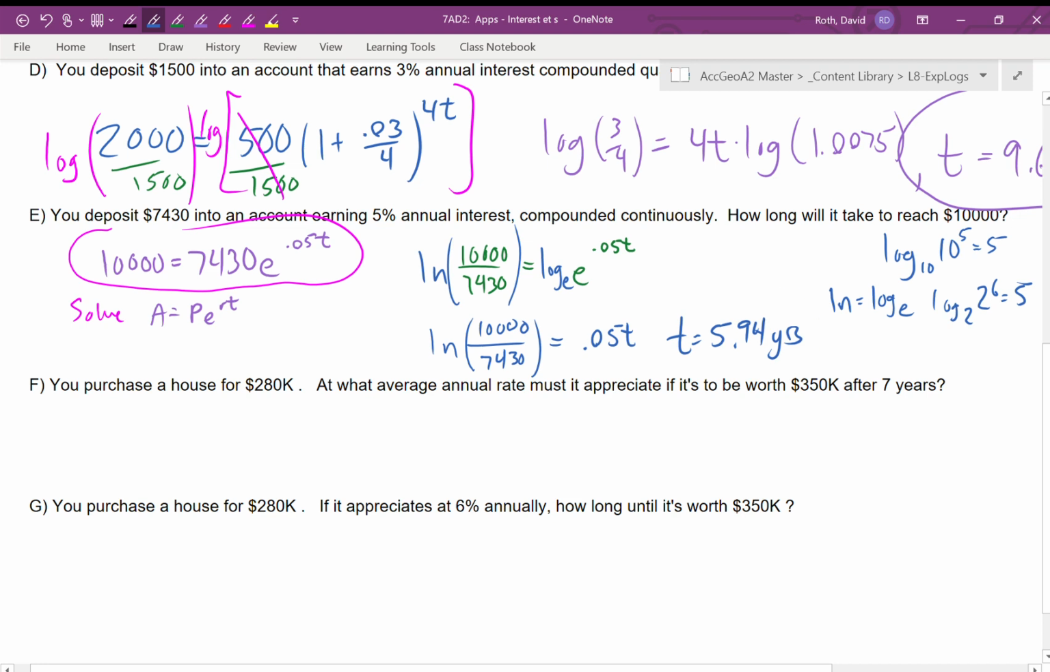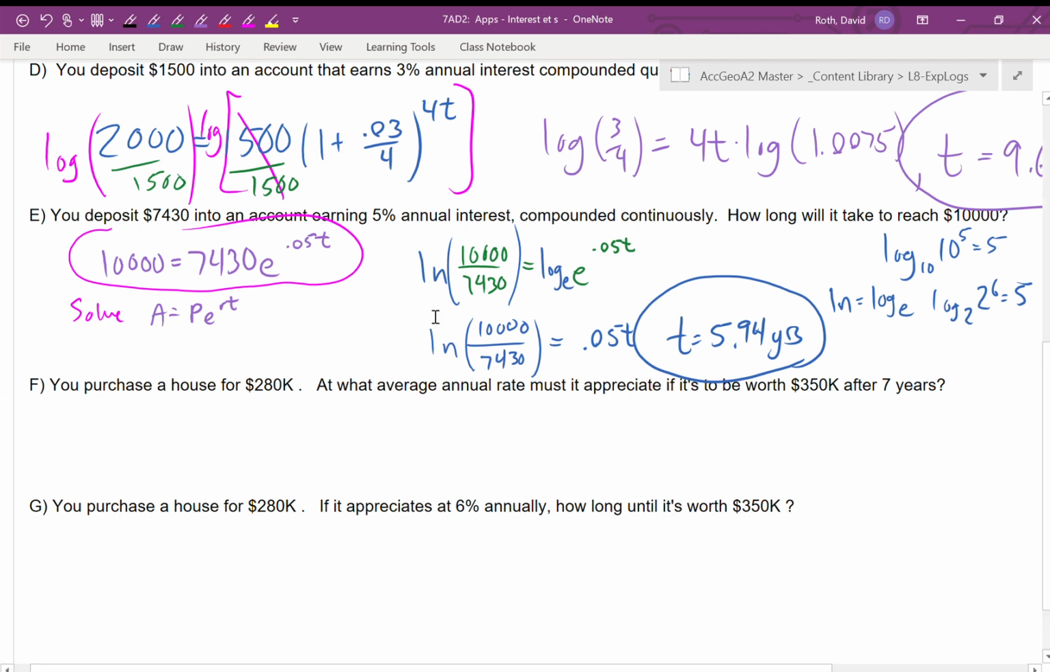Okay, hopefully that's nice. At what average rate? We haven't solved for an unknown rate yet. We want to have a 350. What kind of return do I have to get from the market in order to make this happen, so I can appreciate my money in 7 years this much? So let's do that. It doesn't have any compounding, it's just an annual rate.